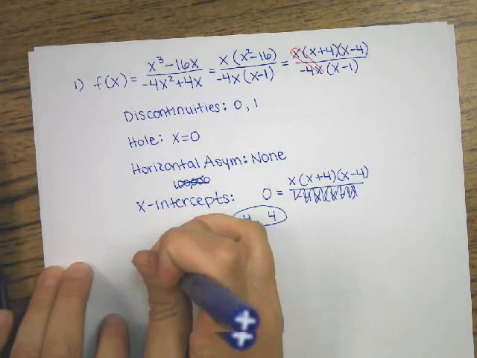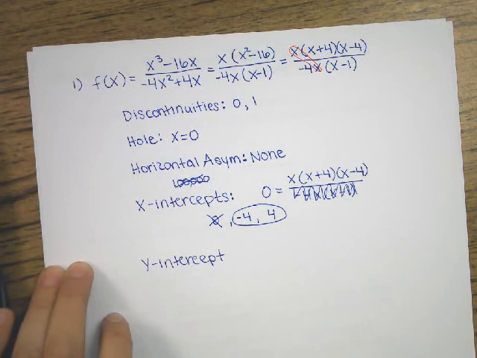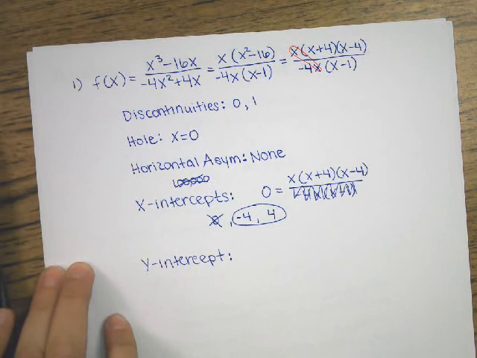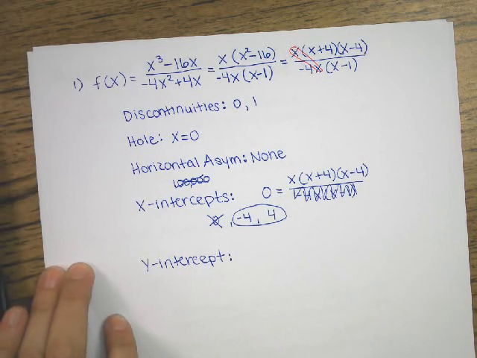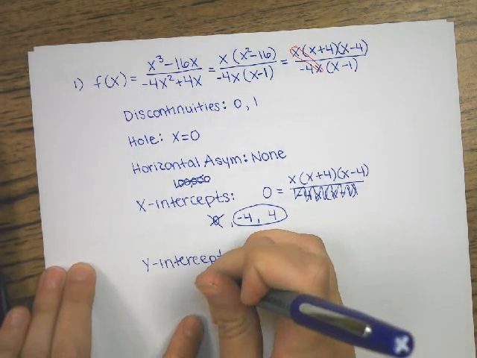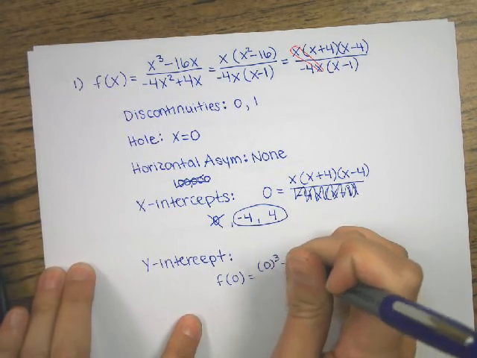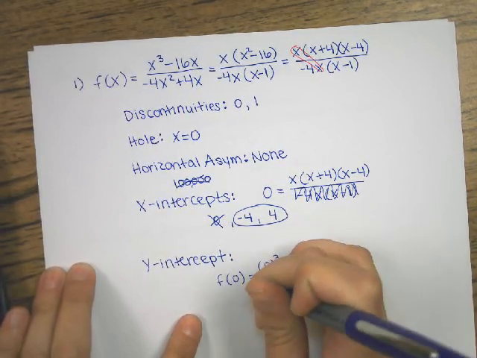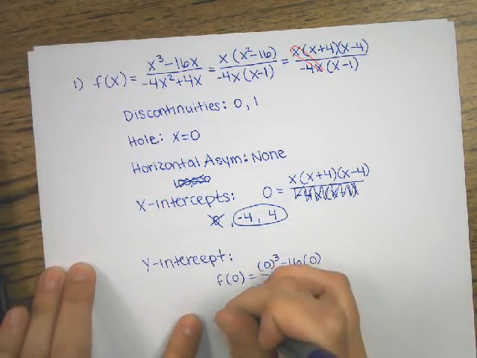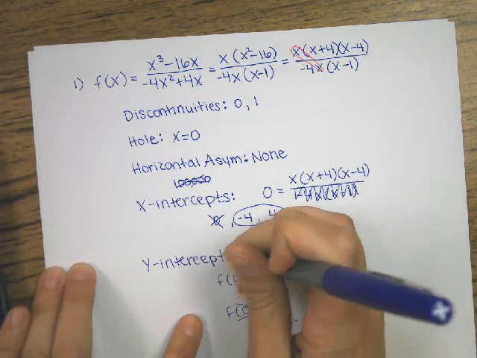The last one's the y-intercept. There's only going to be one of these. We only have one y-intercept. And this is where x is 0. So we just take our original function and plug in 0. We end up with an issue, because we get 0 cubed minus 16 times 0 over negative 4 times 0 squared plus 4 times 0. Anyways, f of 0 is 0 over 0, which is undefined, so there's none.